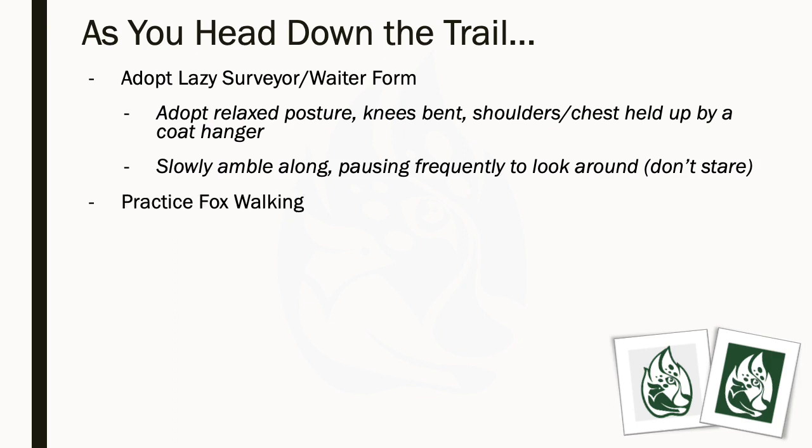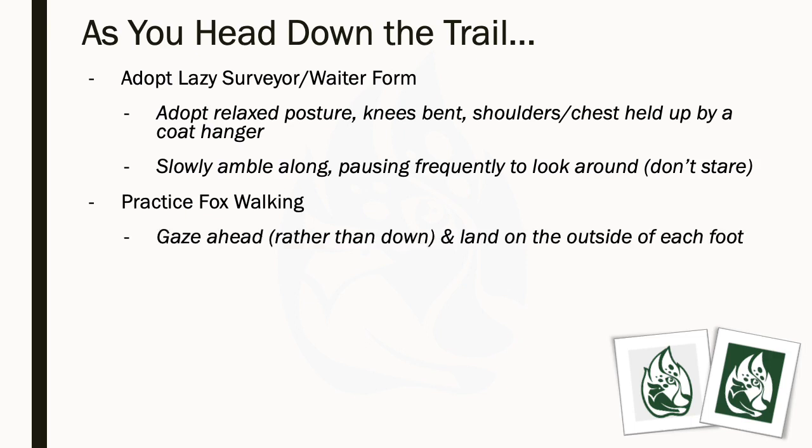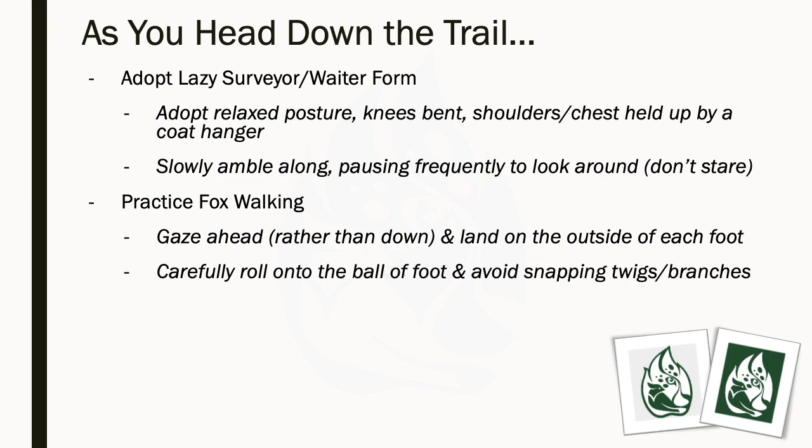The next thing you could do is what's called fox walking, okay? And that means as you're walking, you're looking ahead. You don't look straight down. But what you do is you land on the outside of your foot. This is hard to do when you're walking really fast, but if you're going at a slower gait, you land on the outside of each foot, and then you carefully roll onto the ball of your foot. This helps you avoid snapping any twigs or branches, okay?